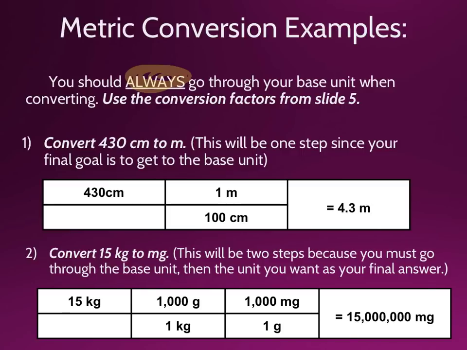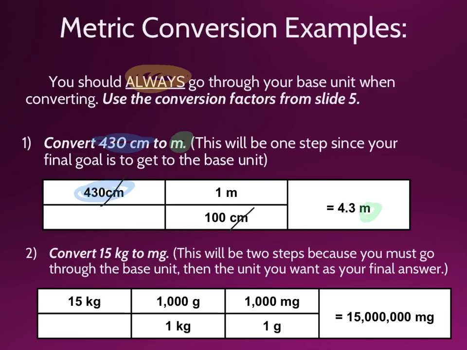So for question number 1, convert 430 centimeters. That's the number we're given, so that's the number I need to start with here. I'm going to meters, so my answer needs to end in meters. Thankfully, there's a direct relationship between centimeters and meters, and I've got the conversion factor memorized because it was one of the highlighted ones. I know that 1 meter is equal to 100 centimeters. So I put centimeters on the bottom so it cancels, and I can multiply across the top, divide by the bottom, and get 4.3 meters.